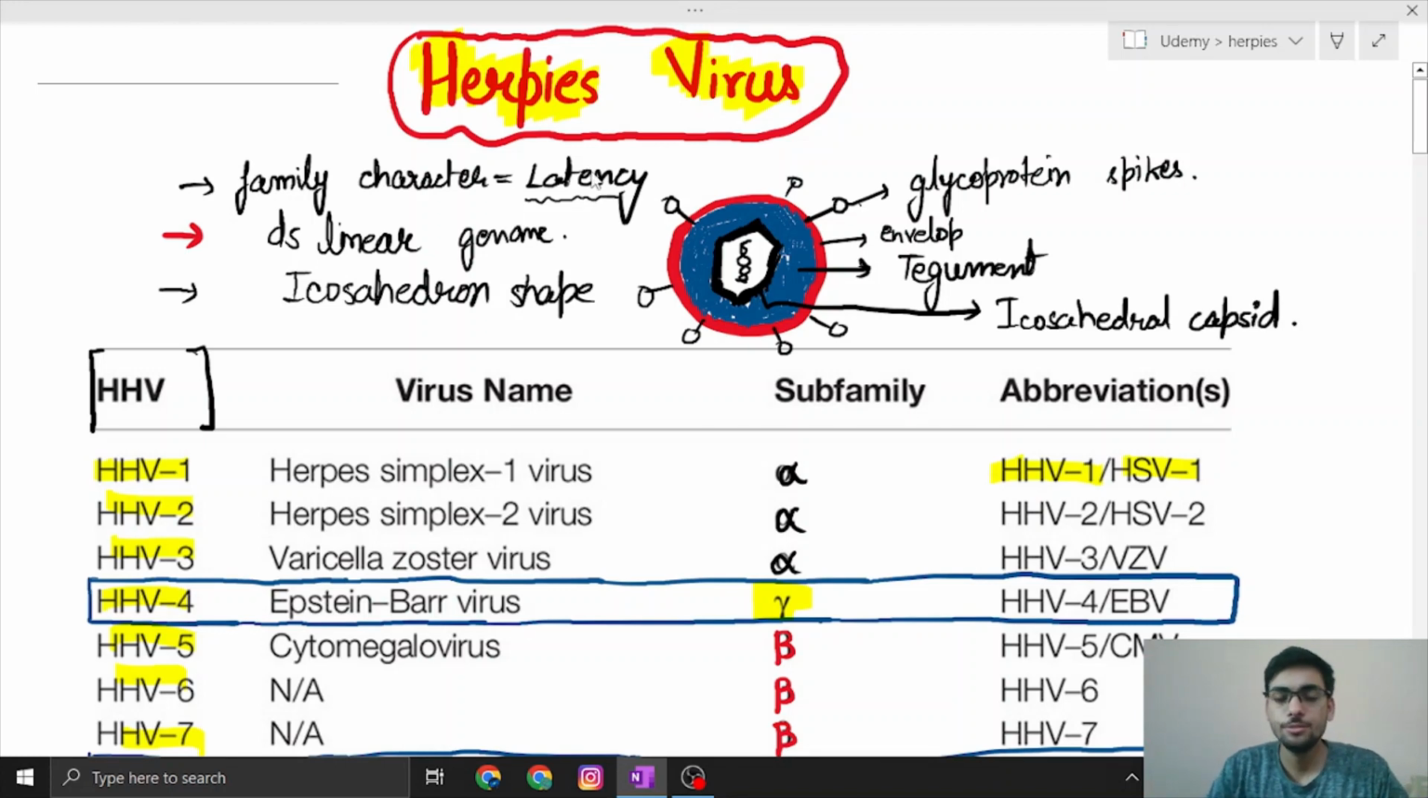Latency means they can cause infection, yes, but at some point in their life they can go latent inside the host as well, so this enables them to cause reinfections also, right? Let us say this virus enters my mouth and settles in my cheek. It is not causing infection, but at a certain point in my life, where my immunity suddenly decreases or I become immunocompromised, this virus can reactivate and cause infection.